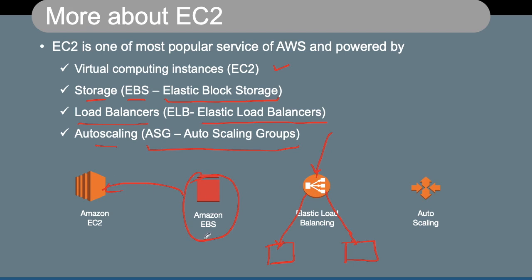So EBS is typically the hard disk or the storage for this particular EC2 machine. And we have something called an auto scaling group, which can increase or decrease the capacity whenever you need additional capacity and whenever you don't. So it can increase your number of EC2 machines and it can also decrease the number of EC2 machines, and that is typically done by something called ASG, which is the auto scaling group.